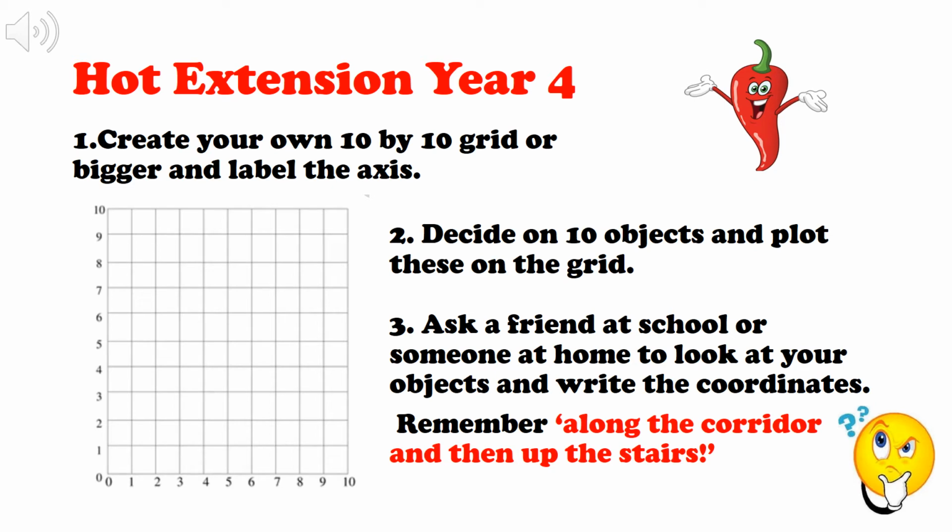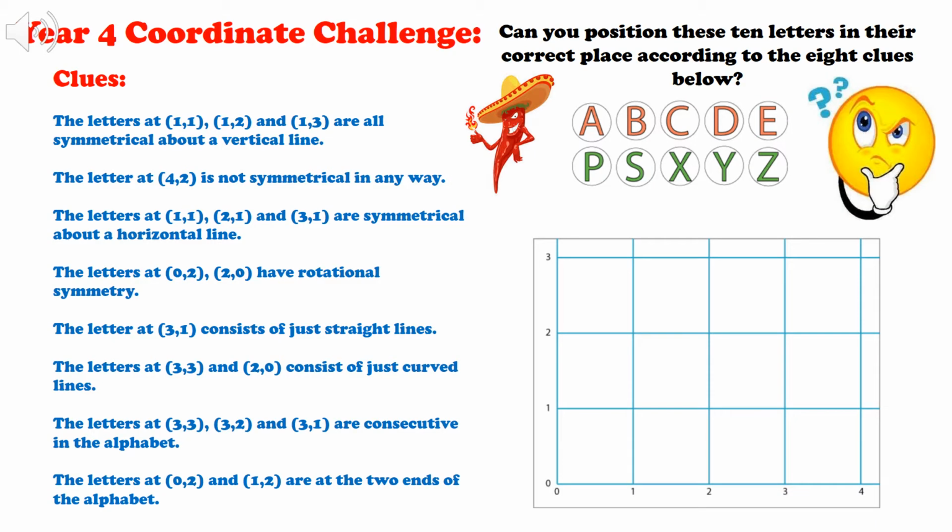This is a hot extension task for today. Create your own 10 by 10 grid and decide on 10 objects that you can plot onto the grid. Then ask a friend or someone at home to look at your objects and write the coordinates. Enjoy! This is a chili challenge task for today. You've got to look at the letters on the screen in circles and you've got to position these 10 letters in their correct positions according to the 8 clues on the left-hand side of the screen. The answers from some children from another school will follow on the next slide.